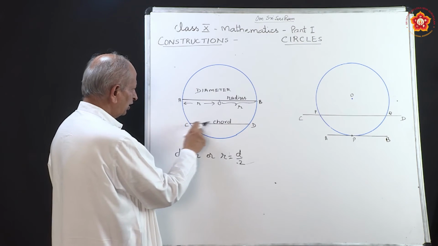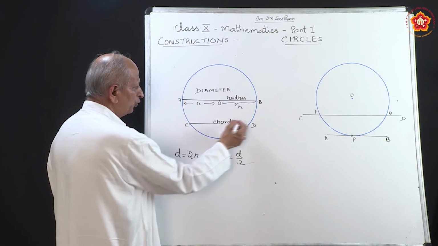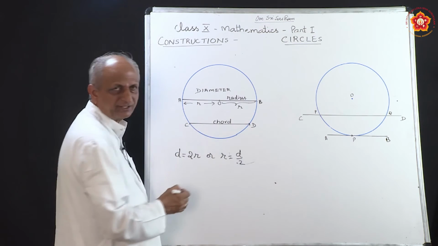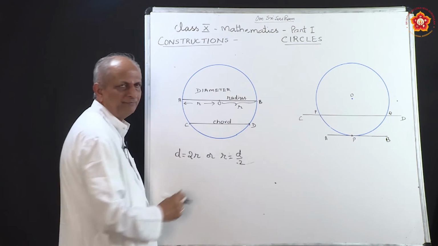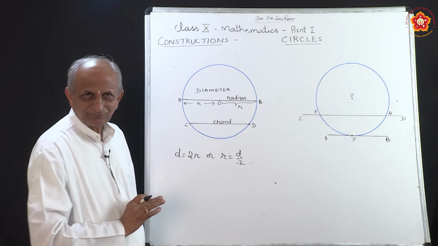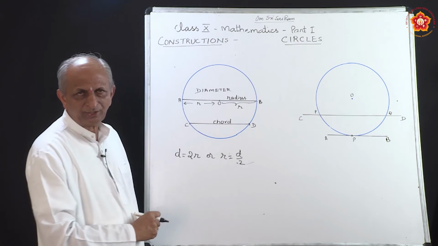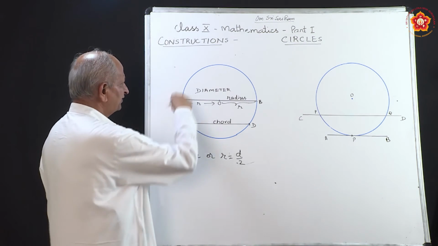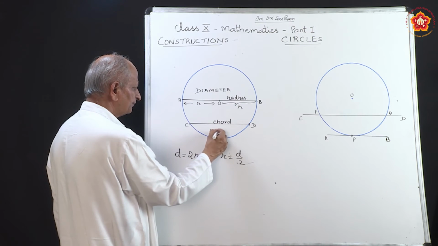And here is a line called CD. It is a line joining any two points on the circumference of a circle, and this line is called chord. Please do not pronounce it with the H sound. The H is silent here. What does the chord do? It divides the circle into two parts called segments.